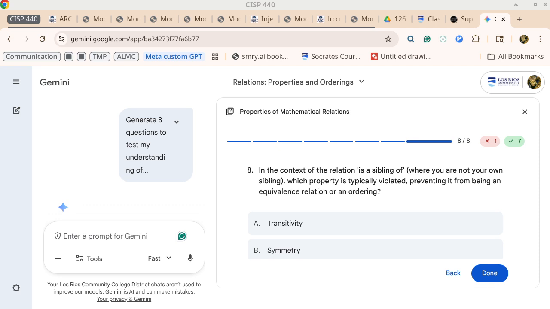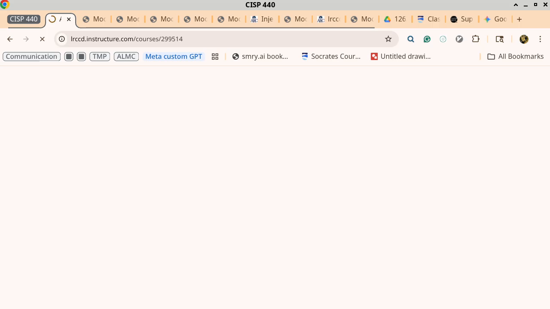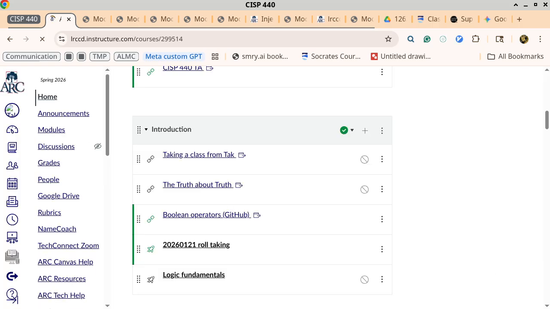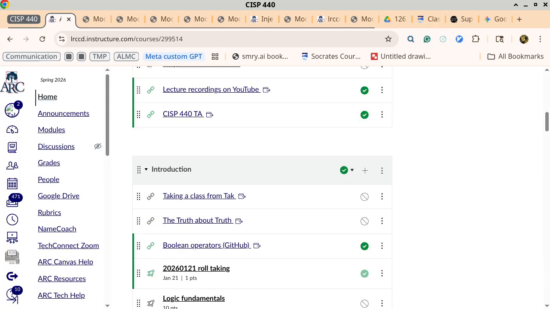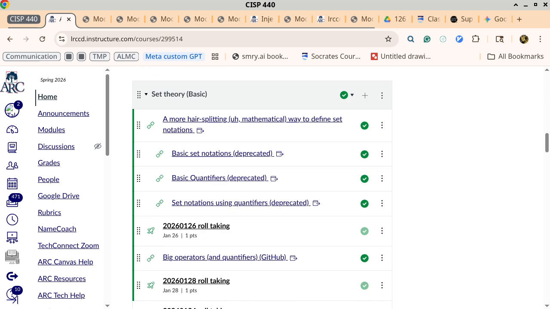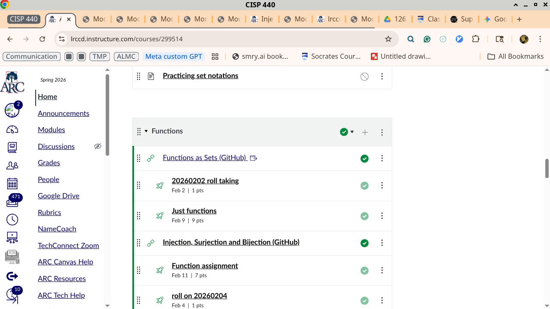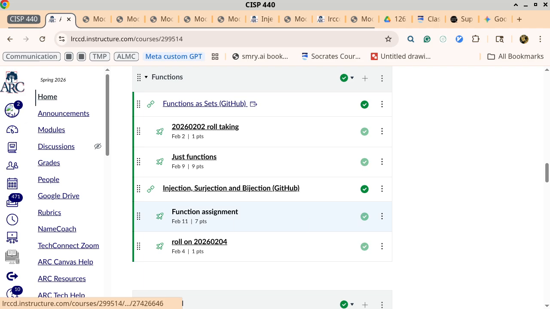All right. So what we are going to do today is to review the homework assignment that's due this morning. So we'll go over those questions first, and then we will get into the topic of relations. So that's what we're gonna do. All right. So we're gonna go back to the homework that's due today. That's the function assignment right here.